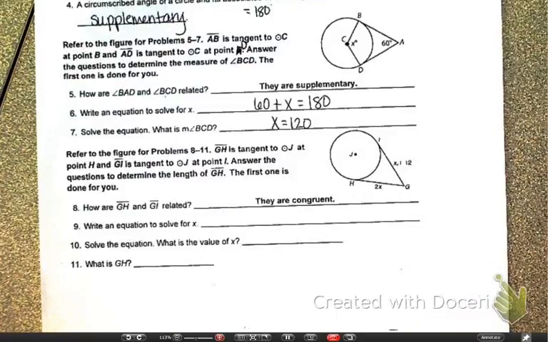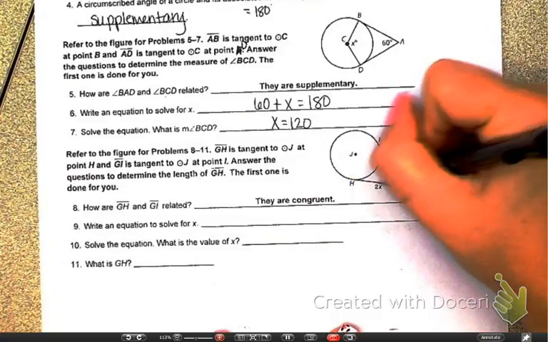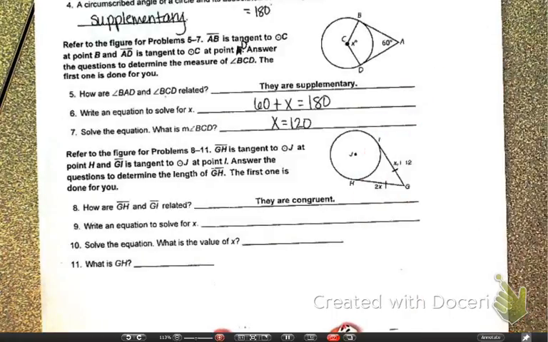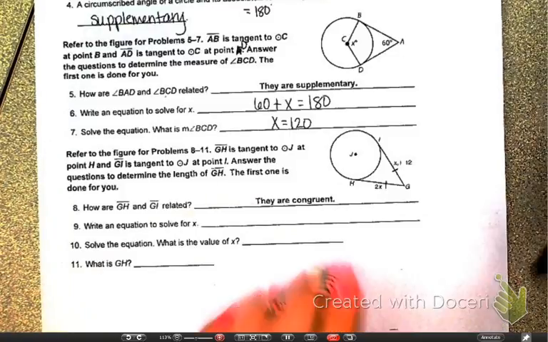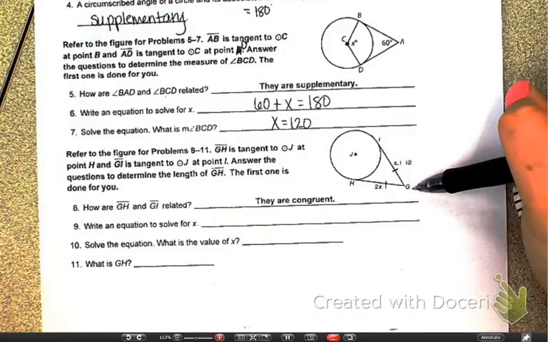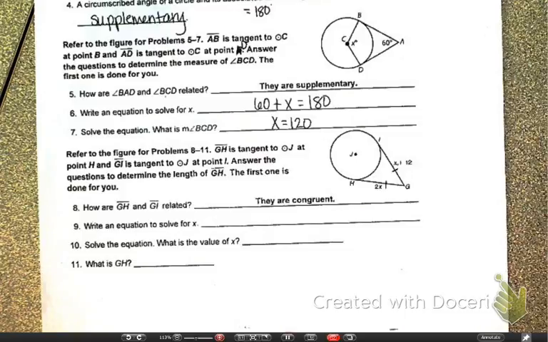So here we're going to refer to the figure. So GH is tangent to circle J at point H. GI is tangent to circle J at point I. Answer the following questions. Okay. So GH is a tangent line. GI is a tangent line. And those two lines are congruent. Why are they congruent? In your own words, what did the definition say? They start at the same point on the circle. Okay, so if they both intersect the circle once and then meet at the same external point, which in this case would be point G, then those two segments are congruent. Okay, so they intersect the circle once and meet at the same external point.